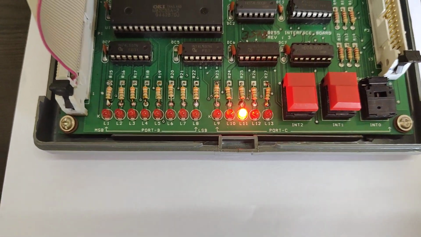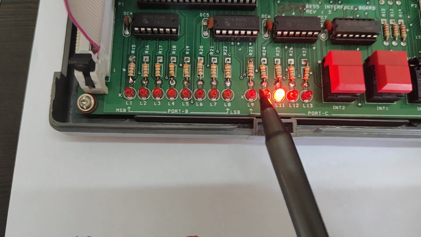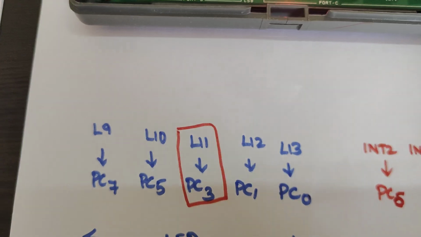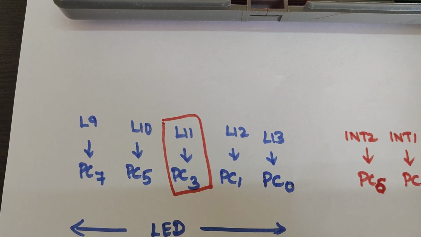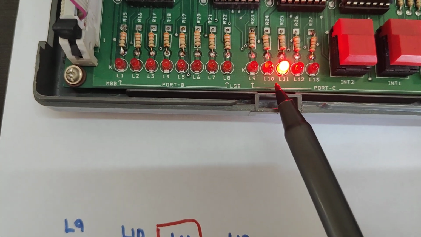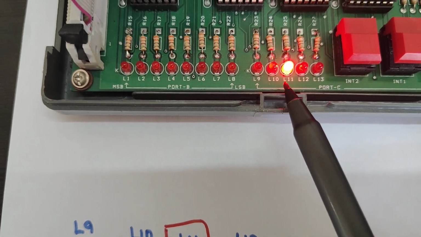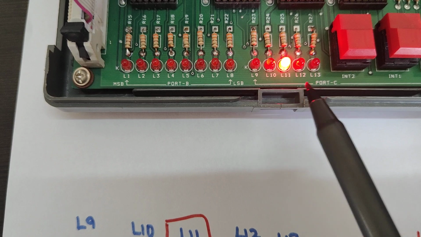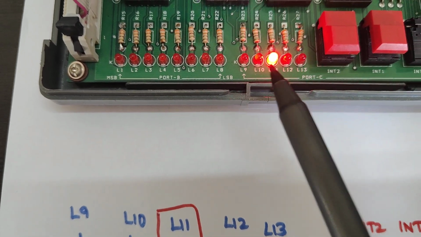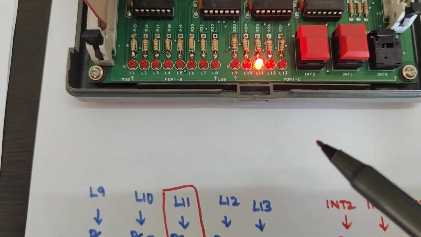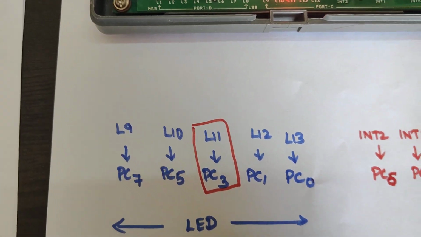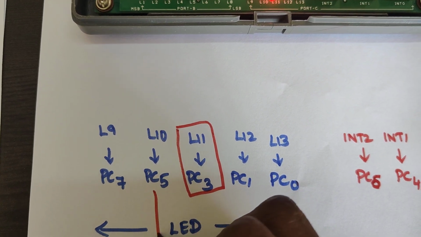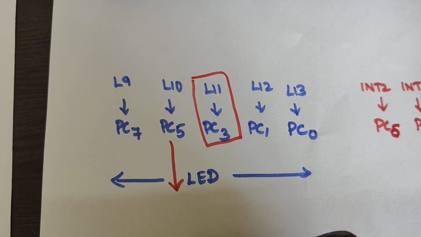After executing, you can find that your L11 is on. I told you your L11 will set your port C third bit, so now your L11 is in the on condition. The same thing we can try: you can set a particular port C bit based on your control word register. For example, I'll show you. Now I'm going to set my port C5.